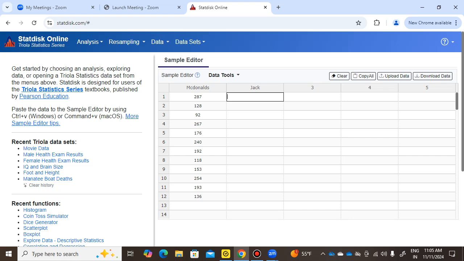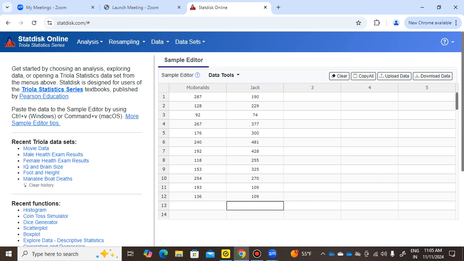Okay, now we'll do Jack in the Box. 490, 229, 74, 377, 300, 481, 428, 255, 325, 270, 109, and 109. Okay, so now I have the data in here.